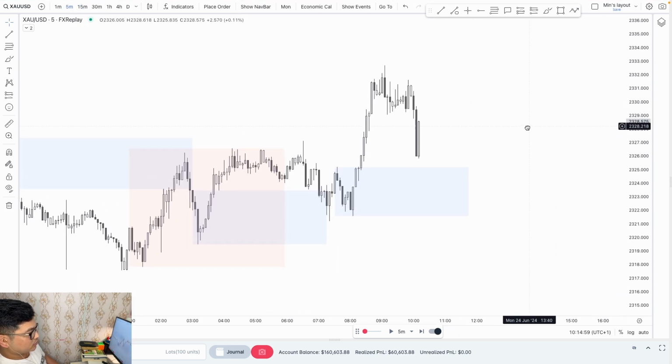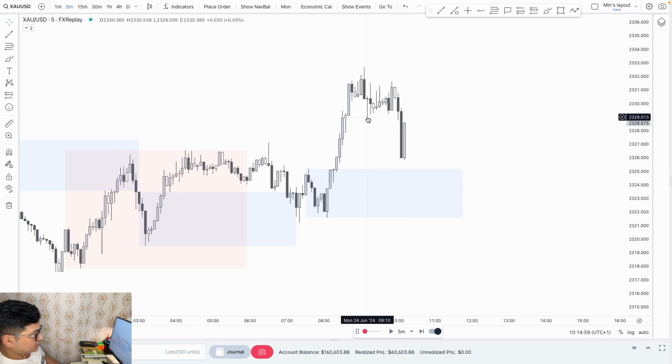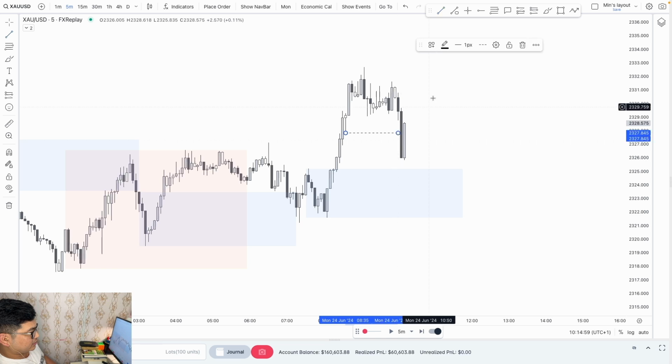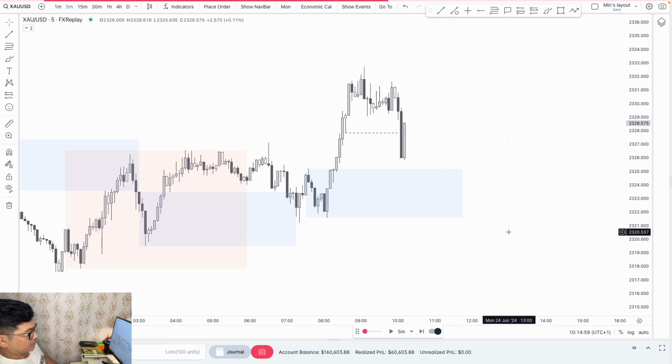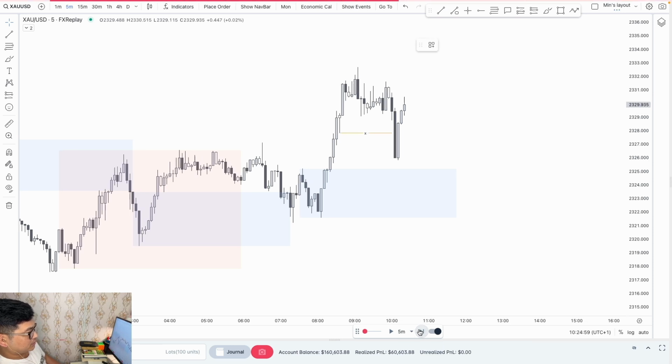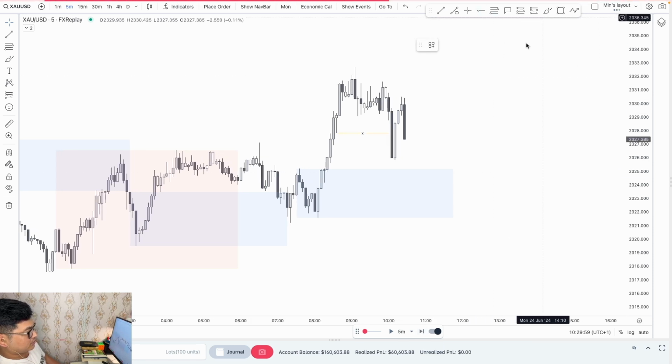Let's see what M15 is doing. Okay, is there any CHoCH? Of course not. Yeah, there is the M5 LC1, very clean. I would like to use this one, but let's see if it pulls back to the POIs. Oh, it's not. Now this is something.